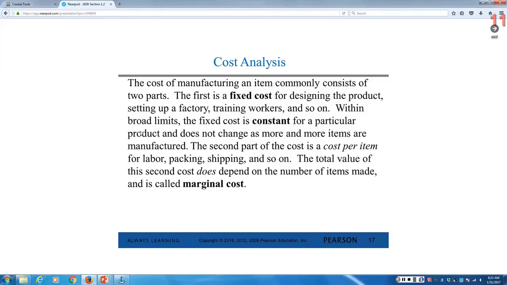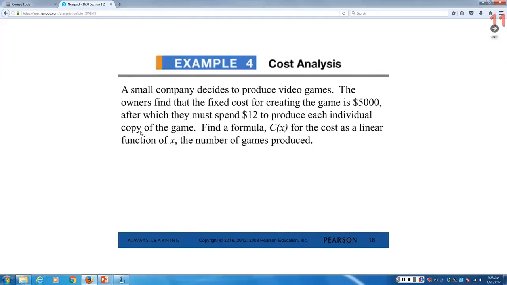So let's look at an example of marginal cost. Small company decides to produce video games. And the owners find that the fixed cost for creating the game, that means hiring somebody to design it, write the program, and then actually acquire a place to manufacture, so that you're paying rent and utilities and hiring workers to actually manufacture the product. So their fixed cost for creating the game is $5,000. And then after they have actually created the game, it costs $12 per game, per copy of the game, to actually produce the game and distribute it.